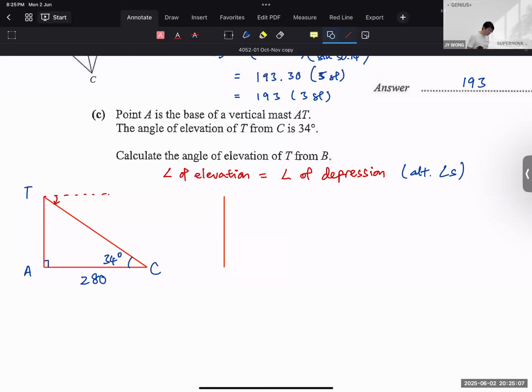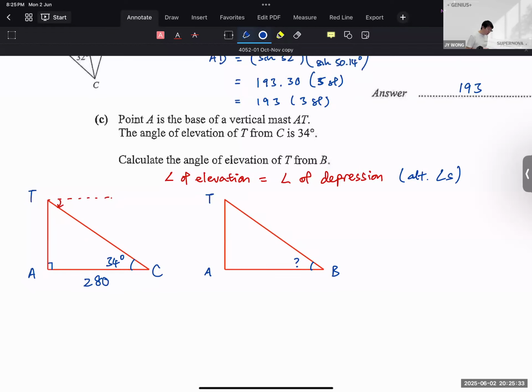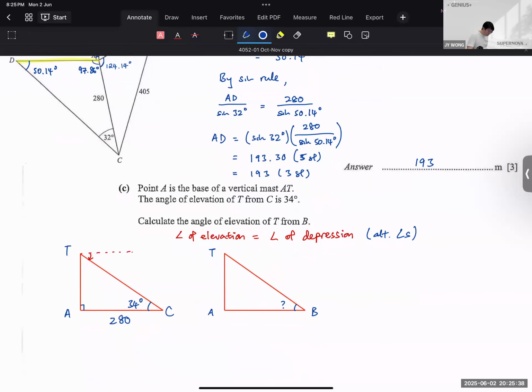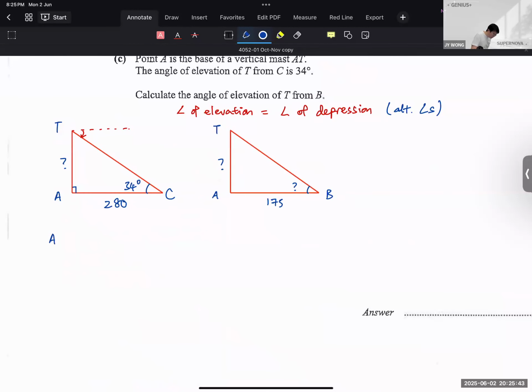Jada, what's the other triangle I need to draw? ATB, correct. In this case, what must be the same? So this is my question mark, right? So these two triangles, what must be the same? Your height of the mast, right? Which is AT. So that's the first thing you need to find. Because we already had AB, right? AB is given as 175. So we need to find the height of the mast, so AT.